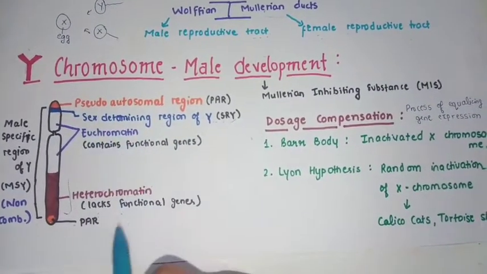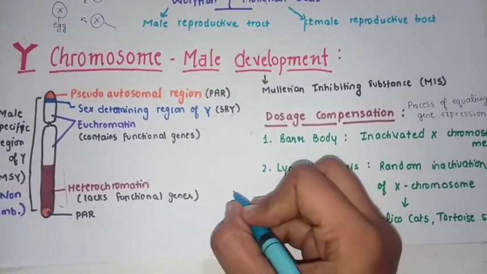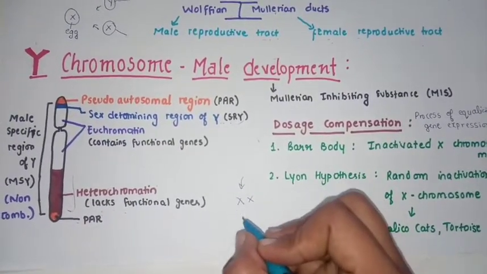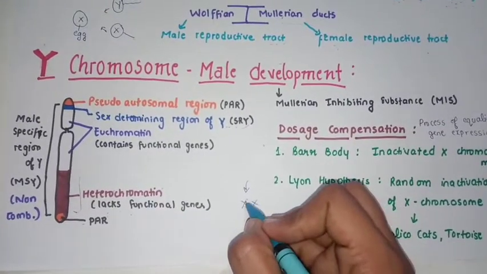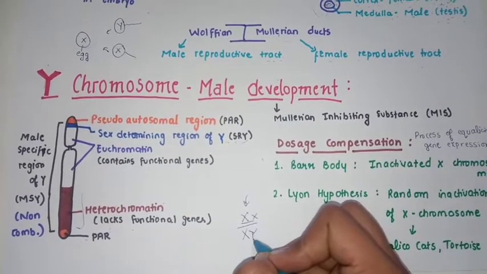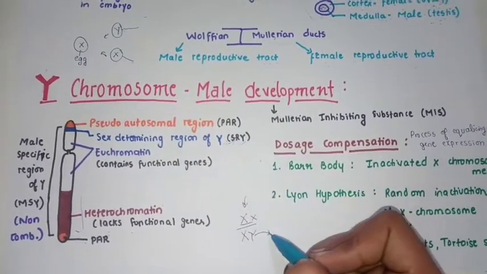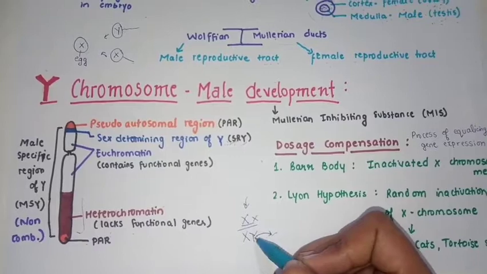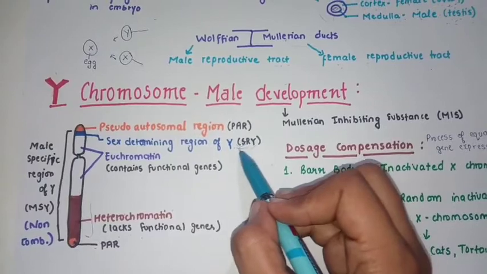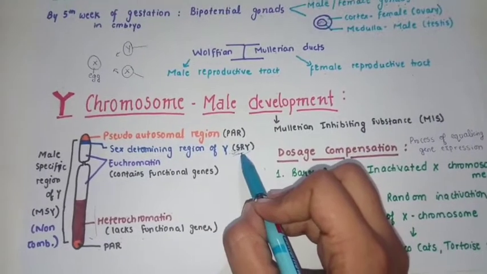In an experiment in a mouse, this sex determining region of Y was introduced into an XX female. When it was introduced, male characters were found. Also, in a normal XY condition, if the sex determining region of Y, that is the SRY protein, is removed, that will not lead to the development of a male. So this is the main factor on the Y chromosome responsible for the development of a male.